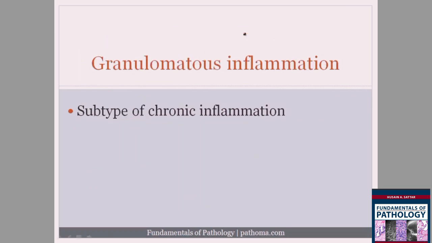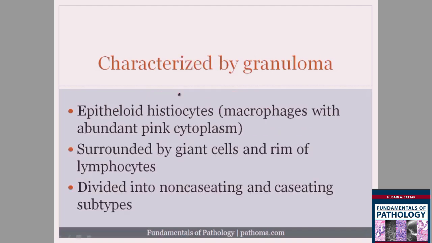Okay, next sub-discussion, and that is granulomatous inflammation. When you talk about chronic inflammation, why don't we take a step back? Inflammation is divided into acute and chronic. Chronic inflammation is subdivided into granulomatous and non-granulomatous. So granulomatous inflammation is a subtype of chronic inflammation. Now, the characteristic of granulomatous inflammation is a granuloma, hence the name.